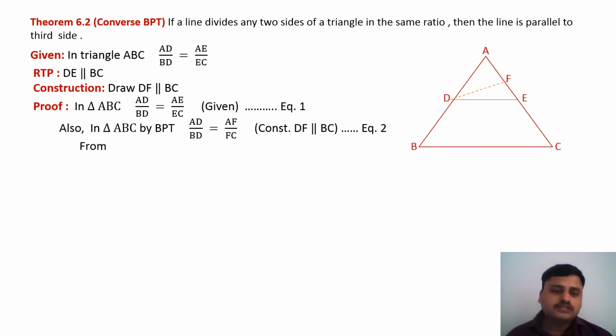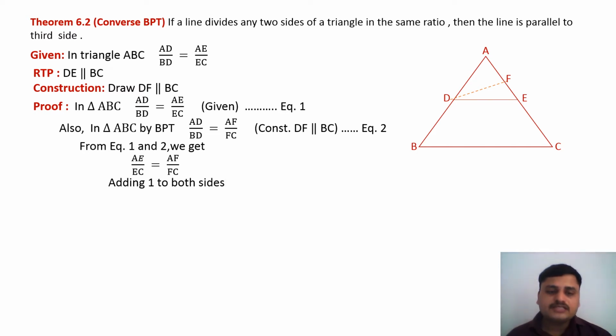Now from equation 1 and 2, what do we get? AD by BD will be cancelled, so we get AE by EC is equal to AF by FC. After this, adding 1 to both sides, we get AE by EC plus 1 is equal to AF by FC plus 1.